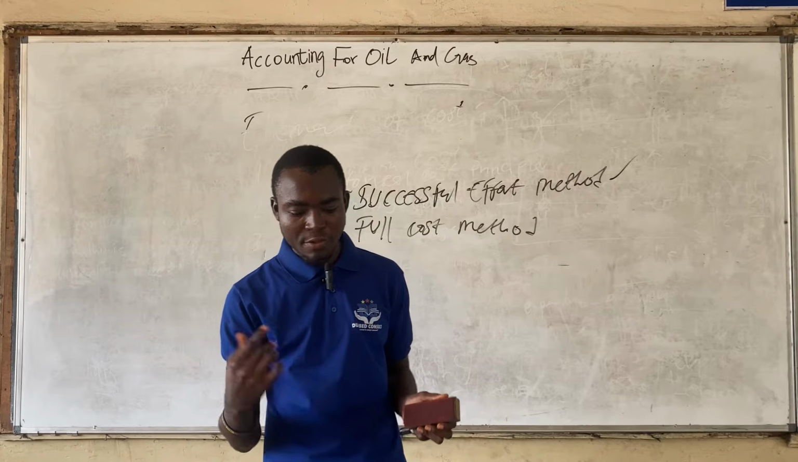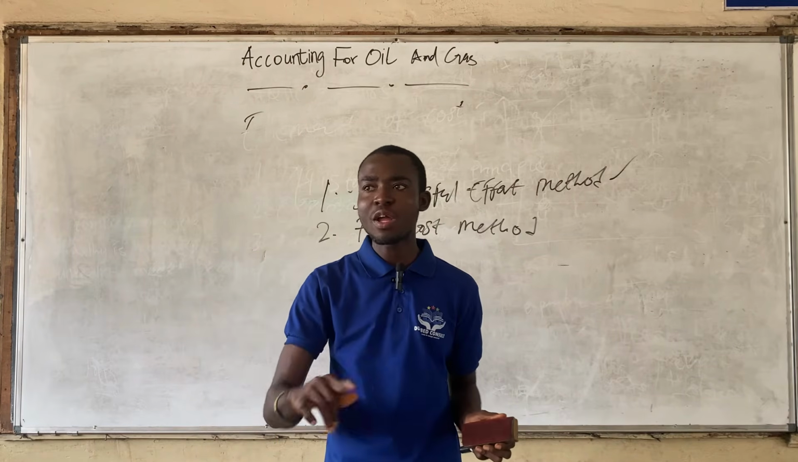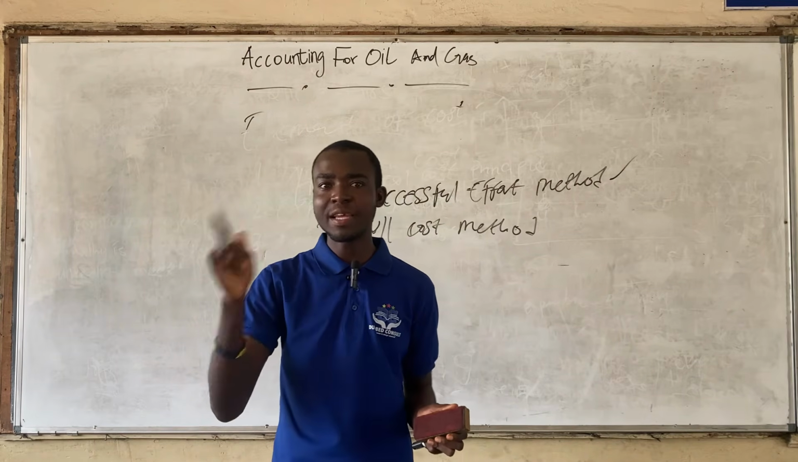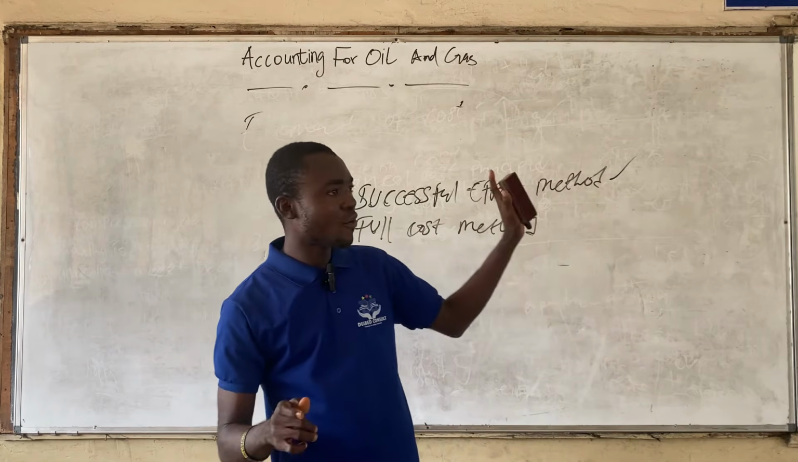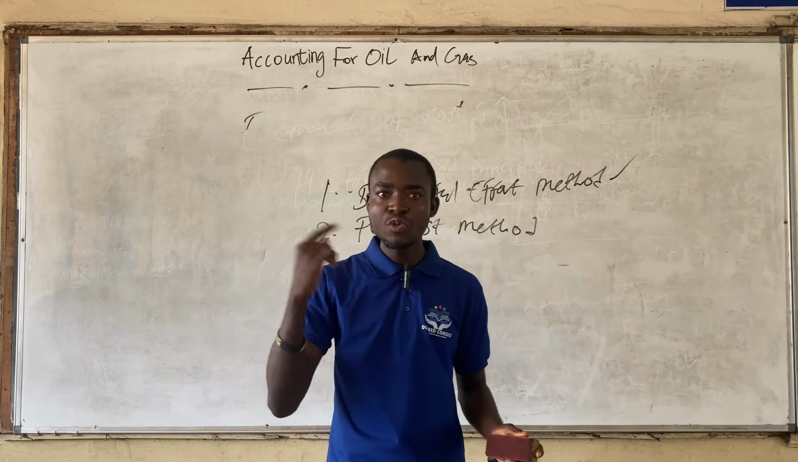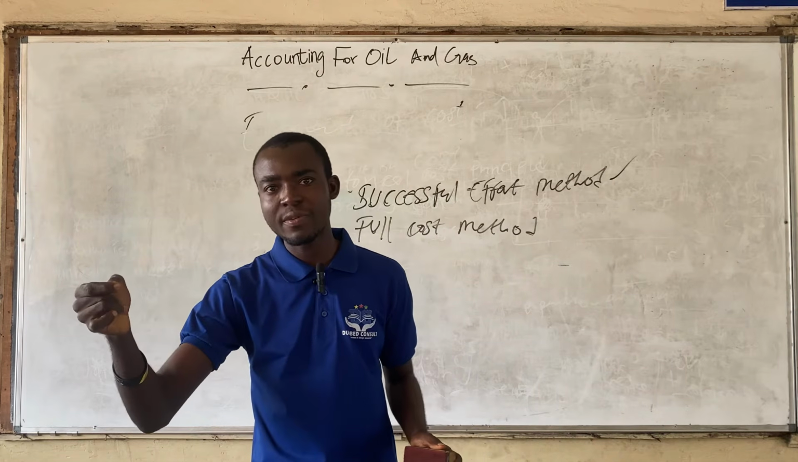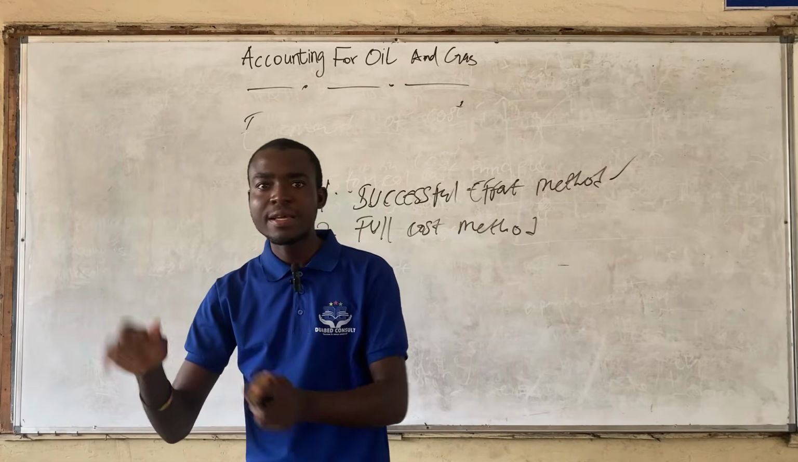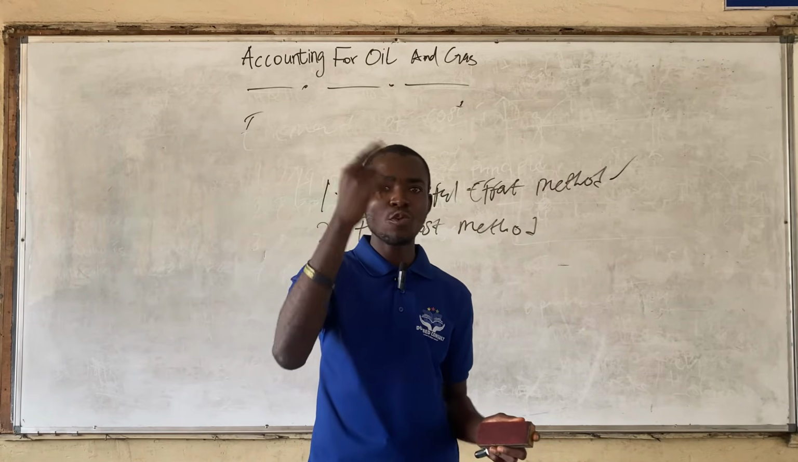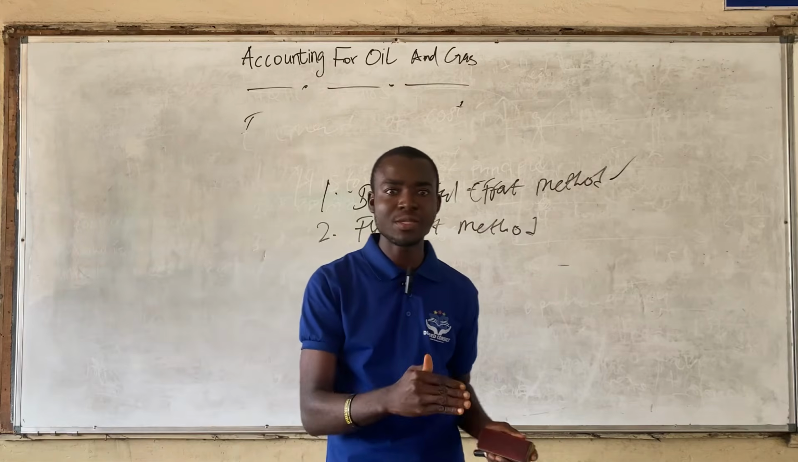And then exploratory cost is recognized or capitalized under full cost method. But for successful effort method, if the exploratory cost leads to discovery of reserve, it will be capitalized and form part of the cost of the asset. But any other unsuccessful cost will be written off as an expense in the income statement.